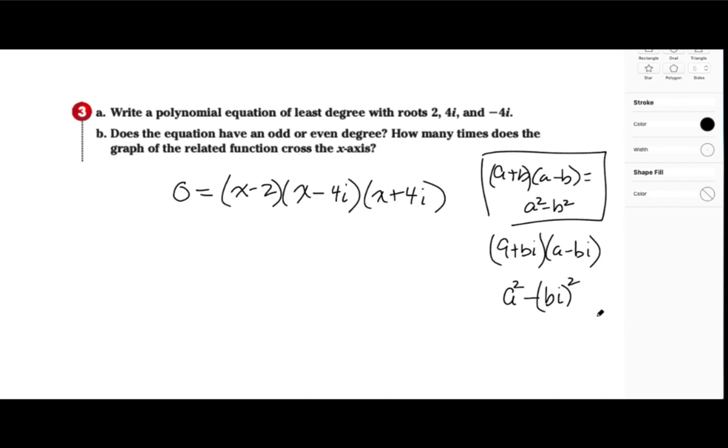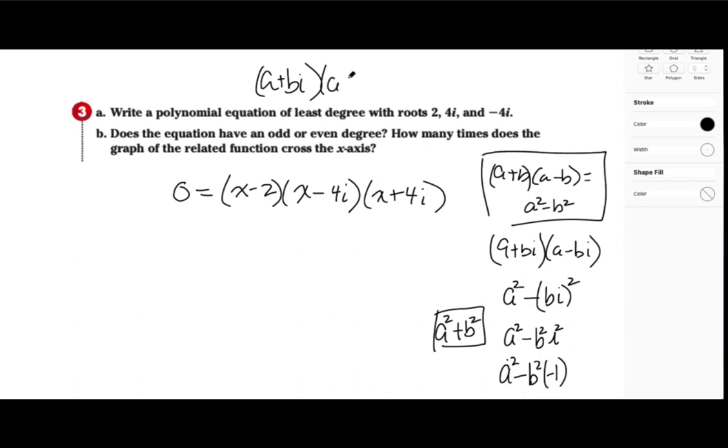Take a moment to breathe. Hopefully that makes sense. And then following along, we get a squared minus b squared i squared. What did we say i squared was? Do you guys remember? Negative 1. So this is a squared minus b squared times negative 1. Hopefully you're with me when you see that the answer is a squared plus b squared. So here's the rule I want you to now know. We just proved it. Now we know it: a plus bi times a minus bi will always get us a squared plus b squared.